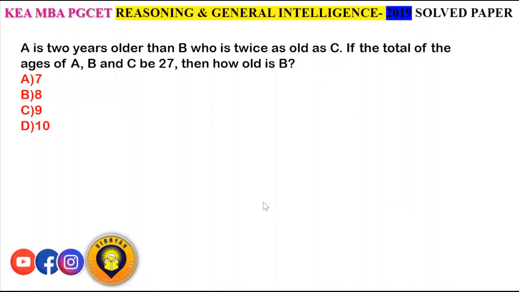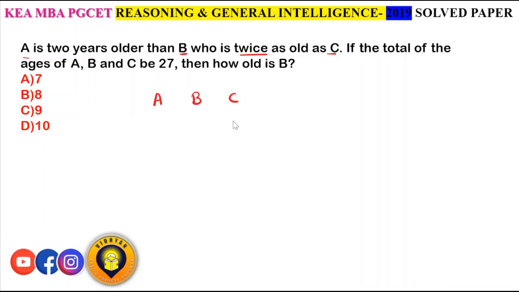A is 2 years older than B, who is twice as old as C. If the total of the ages of A, B and C be 27, then how old is B? See, there are 3 persons, A, B and C. First ಏನು ಹೇಳಿದ್ದಾರೆ? A is 2 years older than B. B ಗಿಂತ 2 ವರ್ಷ ದೊಡ್ಡವನು ಅಂತ ಹೇಳಿದ್ದಾನೆ. But B ಏನಿದ್ದಾನೆ? He is twice as old as C. ಅಂದ್ರೆ C ಗಿಂತ 2 ಪಟ್ಟು ಜಾಸ್ತಿ ದೊಡ್ಡವನು.